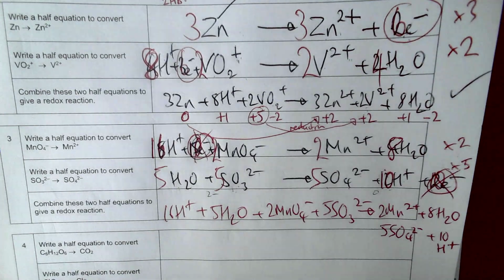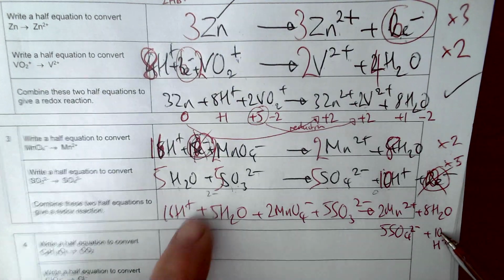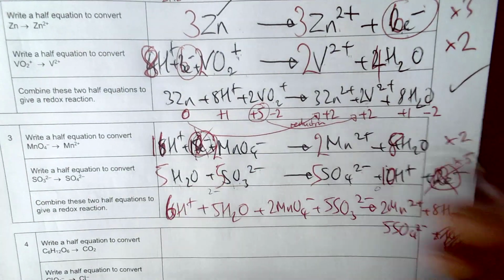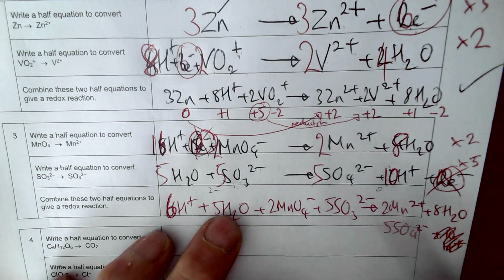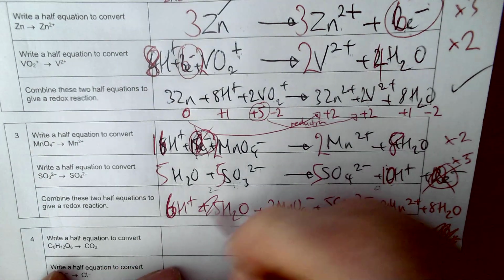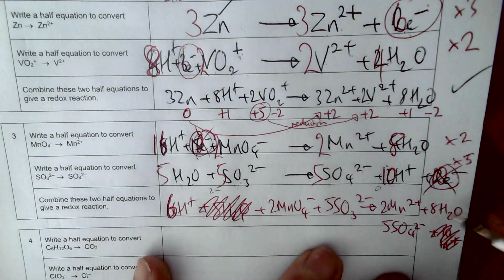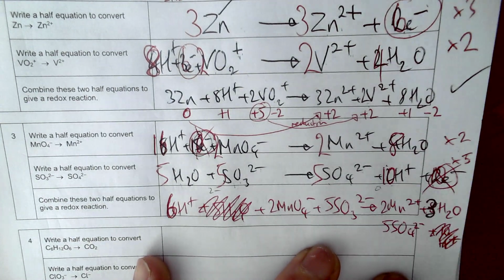Right, I've got some jobs to do here. 10 H plus on this side, 16 H plus on this side, so 6 H plus. 5 H2O on this side, 8 H2O on this side. That's becoming a thing, I'm going to say that. All right, deal with it. That means there's going to be 3 H2Os on this side.